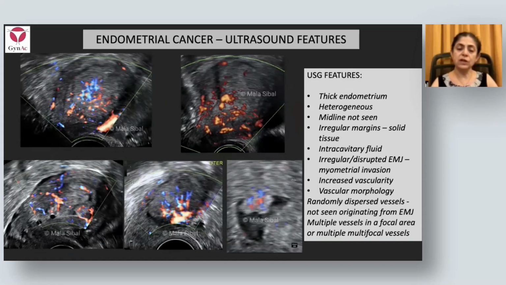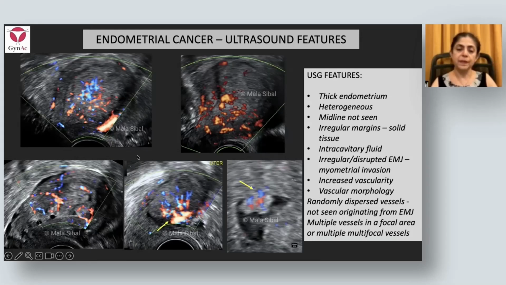The vascularity of the endometrial tissue is increased and the vascular morphology is abnormal. You see randomly dispersed vessels, as you can see here. The distribution is not uniform. It looks like you've thrown in a splash of color. Not all the vessels are crossing the endomyometrial junction. In some cases, you see multiple vessels in a focal area, like in this case of a polypoidal serous carcinoma, or in this case of a focal endometrioid carcinoma, or one may see multiple multifocal vessels if the disease is more diffuse.